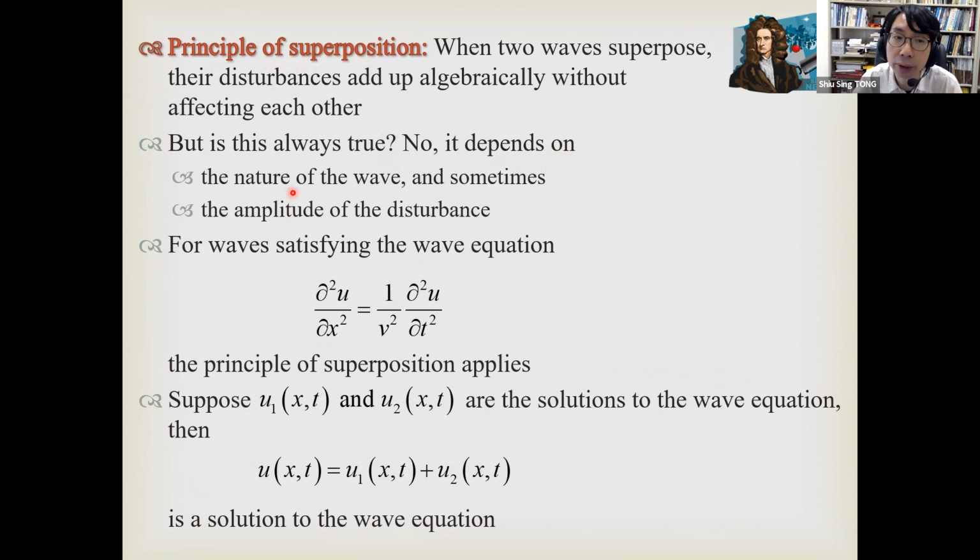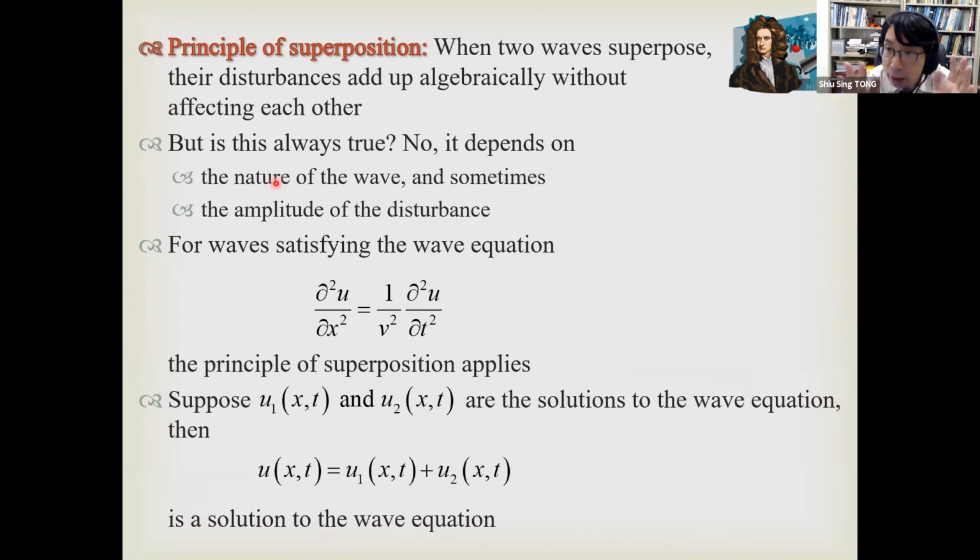The first condition is that it depends on the nature of the waves. And the second condition is that it depends on the amplitude of the disturbance. Now, for a taut string with a small disturbance, the principle of superposition is almost true. You can superpose the waves to give you larger waves when they are overlapping each other. But that may not be the case for some other waves.